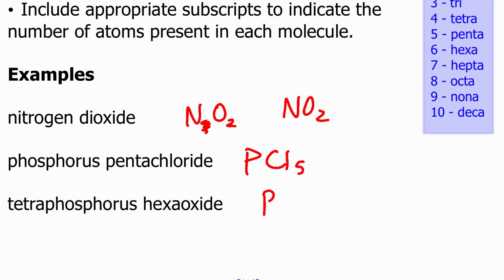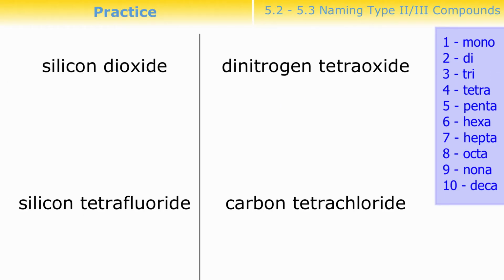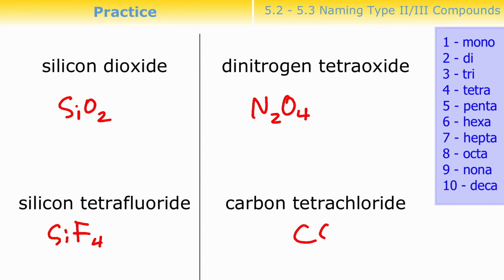Tetraphosphorus hexaoxide: phosphorus is P, and tetra means there are 4 of them. Oxide is O, and hexa is 6, so P4O6. That'd be the formula for that. Here are some for you to try. Okay, hopefully you paused and are back. Silicon dioxide would be SiO2. Dinitrogen tetraoxide, silicon tetrafluoride, carbon tetrachloride. Those would be the 4 formulas for those. Okay, you might want to practice those.